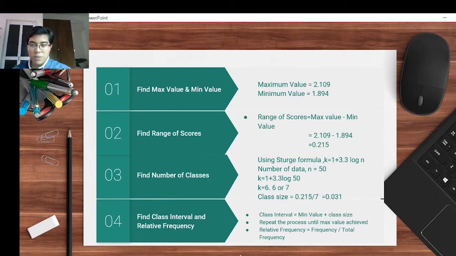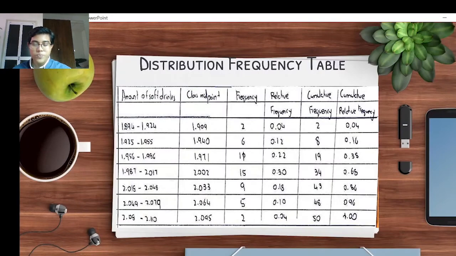For the class size, we can find this by dividing the range of scores by the number of classes, and then we will get 0.031. For the class interval, we can find it by adding the minimum value with the class size, and we repeat the process until the max value is achieved. For the relative frequency, the formula is the frequency divided by the total frequency. Then we will get the distribution frequency table like this.